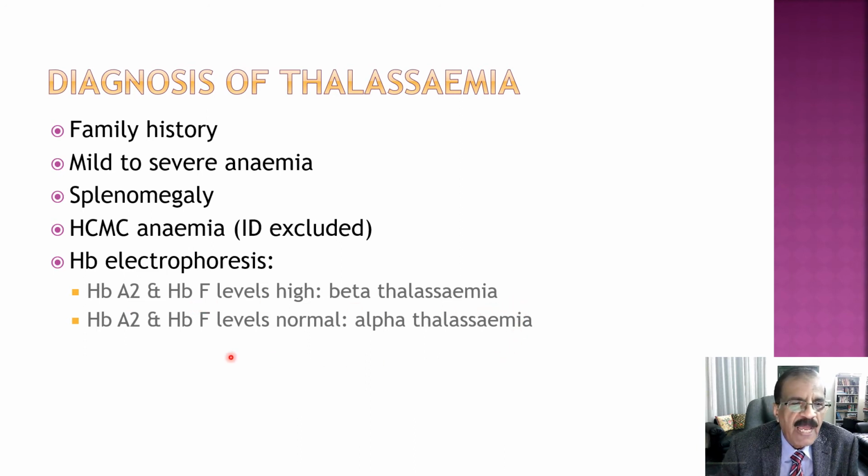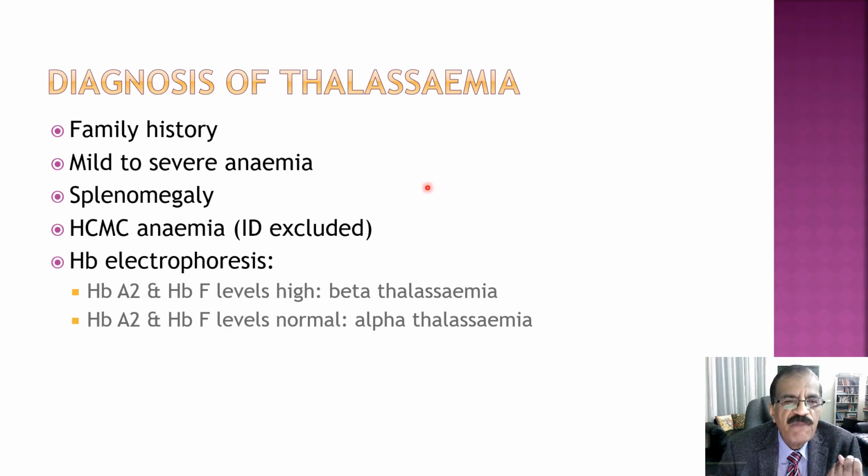That would not apply to alpha thalassemia because in alpha thalassemia, alpha chain is indispensable. Alpha chain cannot be replaced by another chain. So if there is alpha thalassemia, there would be anemia, there would be some other abnormalities, but hemoglobin A2 and hemoglobin F will also not be increased because these two hemoglobins also need alpha chain. So that means that hemoglobin electrophoresis would not be helpful in the diagnosis of alpha thalassemia.